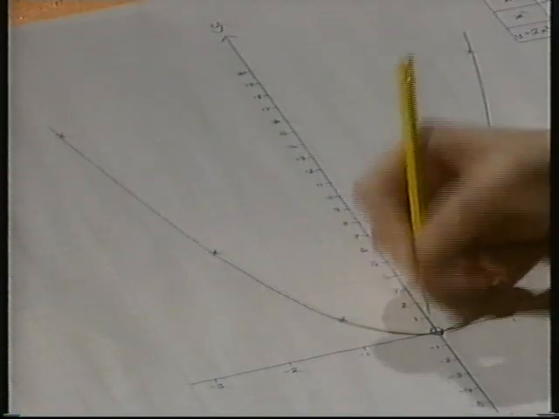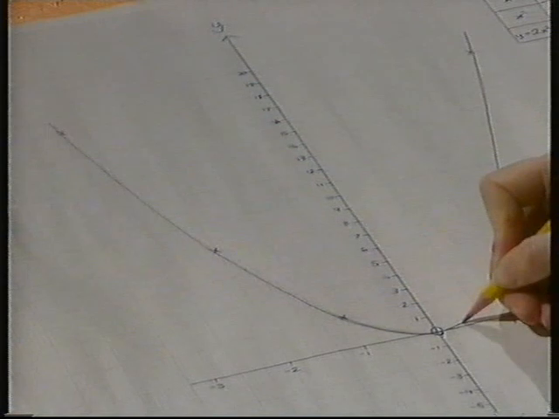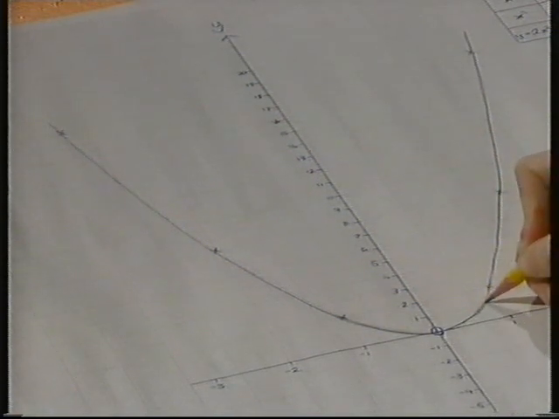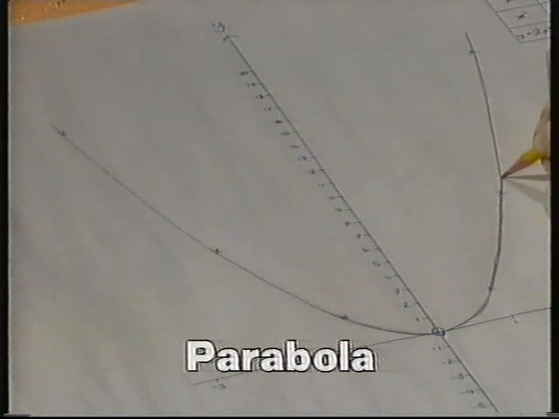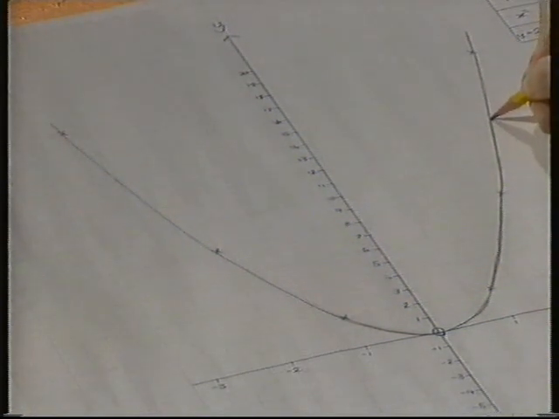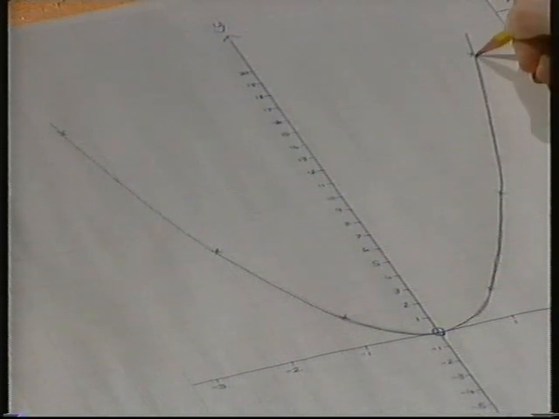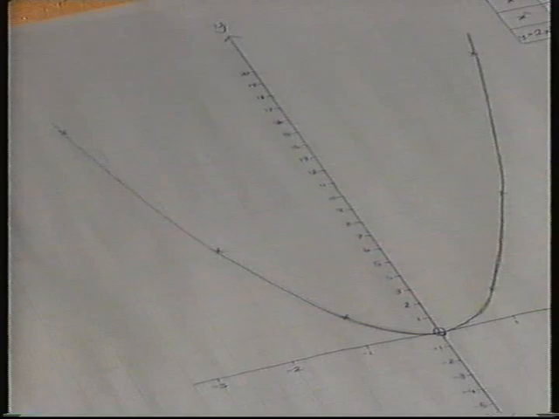Now the trick is to join the points with a smooth curve. Now you should end up with a curve like this, and this is called a parabola. And you'll get a curve like this if you have in the equation something multiplied by x squared.